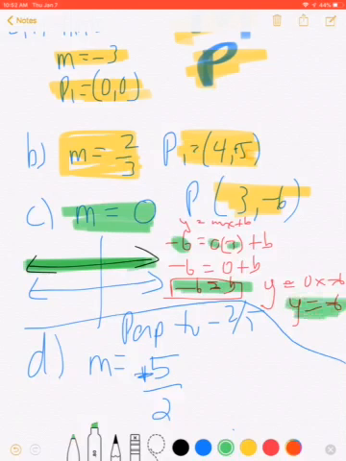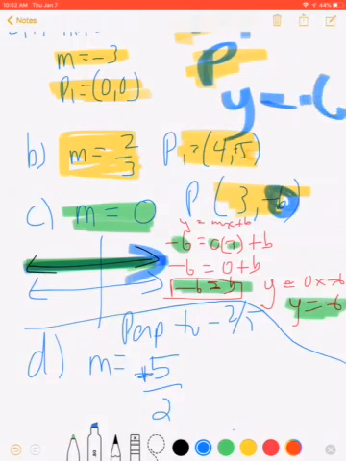Any line that is horizontal is always going to be y equals a number. So if you know it goes through negative 6, you could just cheat and go y equals negative 6.